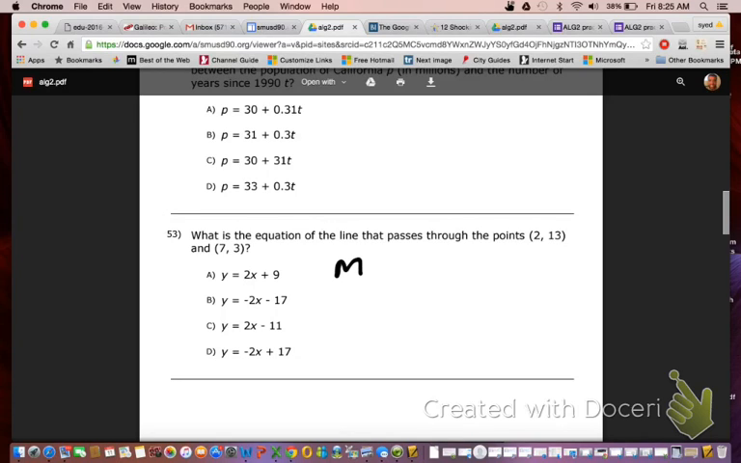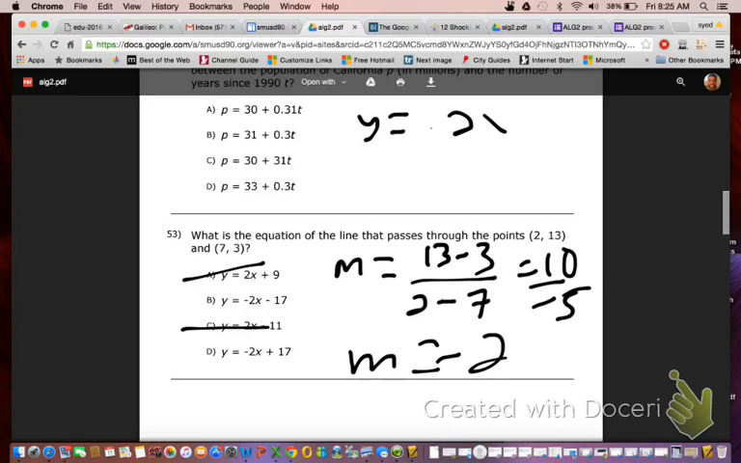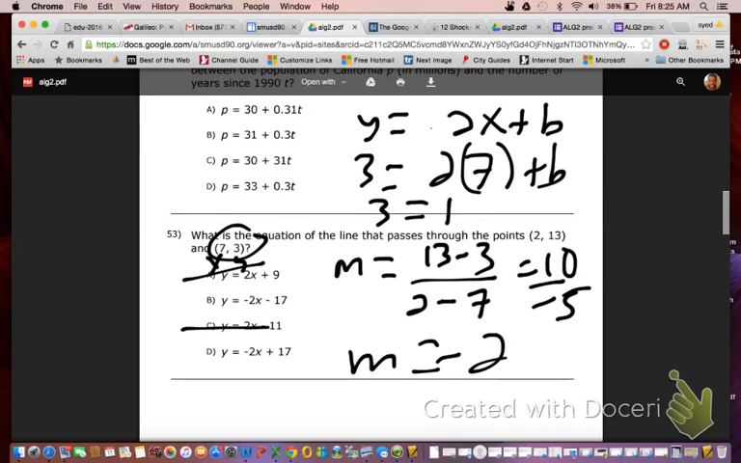So my slope right here is 13 minus 3 over 2 minus 7. So it's 10 over -5, -2. So my slope is -2, so it can't be this, can't be that. Okay, so y equals -2x plus b. Now let's substitute these points. So this is my x, this is my y. 3 equals 2 times 7 plus b. 3 equals 14 plus b.